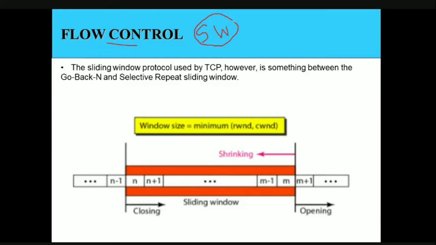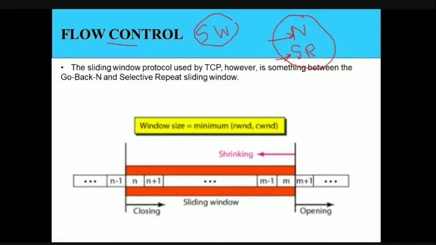This sliding window protocol which TCP is using uses a combination of the Go-Back-N protocol and the selective repeat sliding window protocol. While we were discussing flow control in the data link layer, we discussed the Go-Back-N protocol, and then we discussed the selective repeat sliding window protocol, isn't it? So TCP is going to use a combination, or choose between these two, Go-Back-N and selective repeat sliding window protocol. We shall see why it is going to use both concepts.